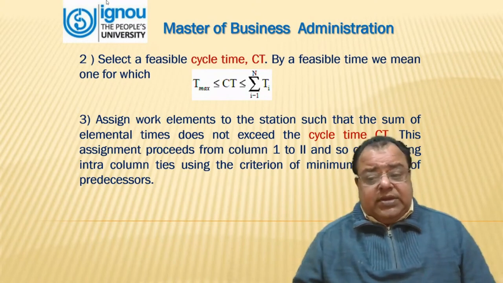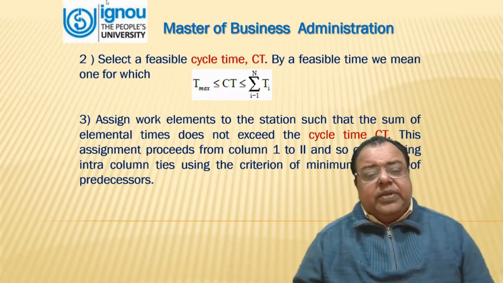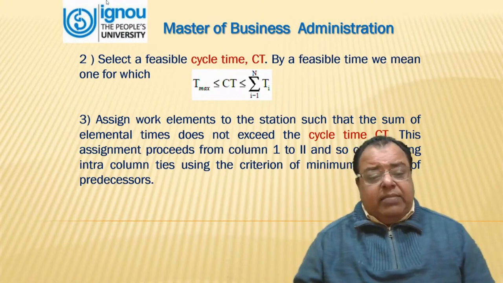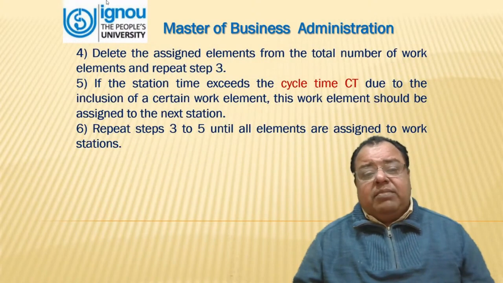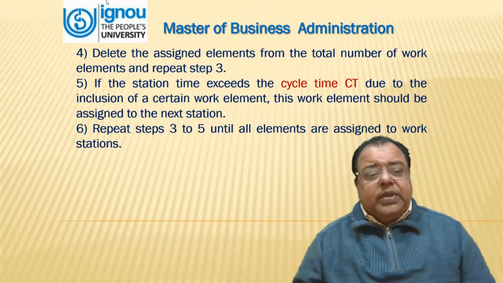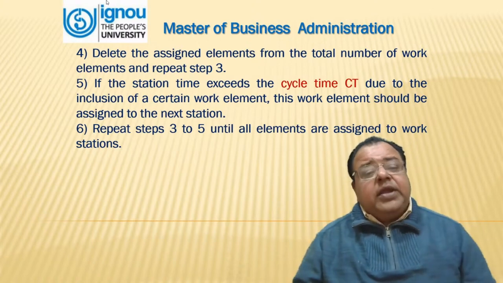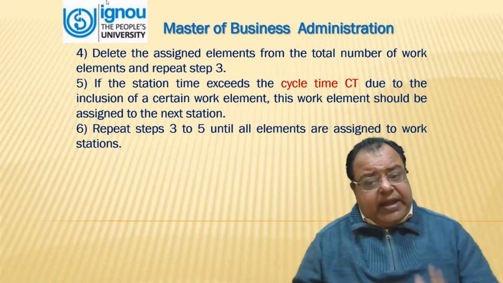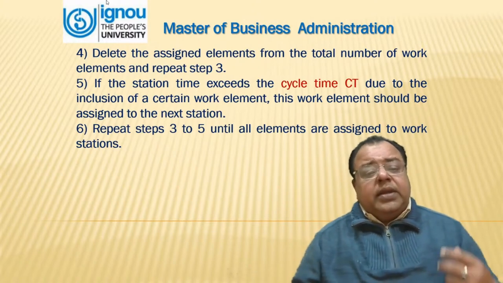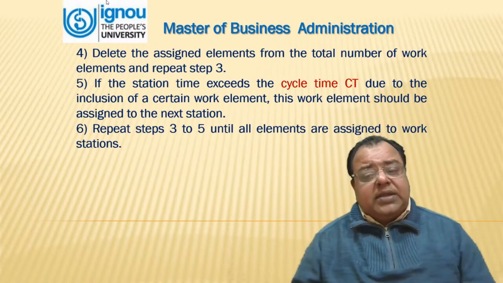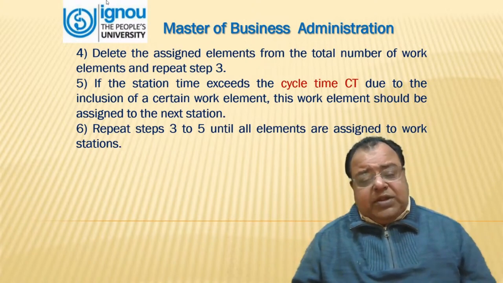Assign work elements to the station such that the sum of elemental times does not exceed the cycle time. This assignment proceeds from column 1 to 2 and so on, breaking intra-column ties using the criterion of minimum number of predecessors. Delete the assigned elements from the total number of work elements and repeat step 3. If the station time exceeds the cycle time due to the inclusion of a certain work element, this work element should be assigned to the next station. Then we have to repeat steps 3 to 5 until all are assigned to the workstations.